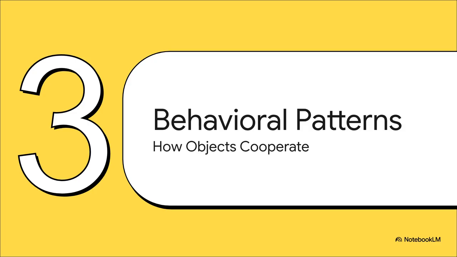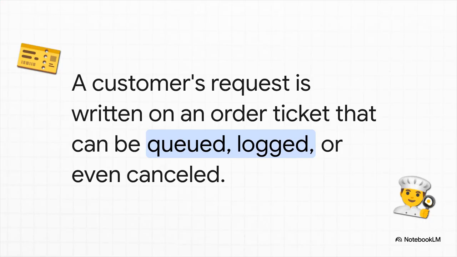And that brings us to our third and final category: behavioral patterns. These are all about communication. They focus on how your objects talk to each other and who's responsible for what, making sure they all work together effectively. Okay, think about ordering food at a restaurant.